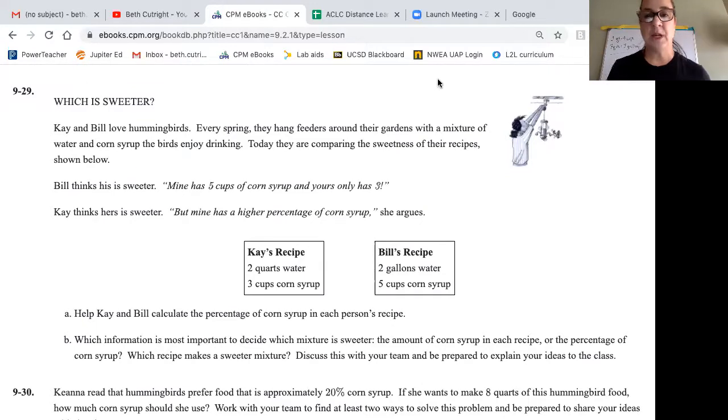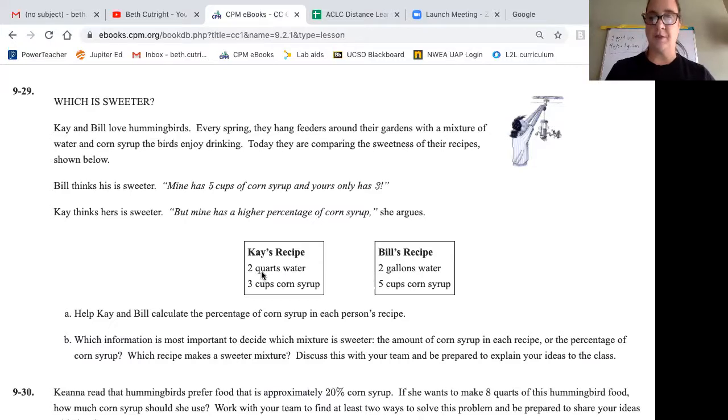Say we're comparing the sweetness of the recipes. Bill thinks his is sweeter: mine has 5 cups of corn syrup and yours only has 3. Kay thinks hers is sweeter, but mine has a higher percentage of corn syrup, she argues. So if you look at their recipes, neither one of them knows what's going on unless they've done this mental math, which is really hard.